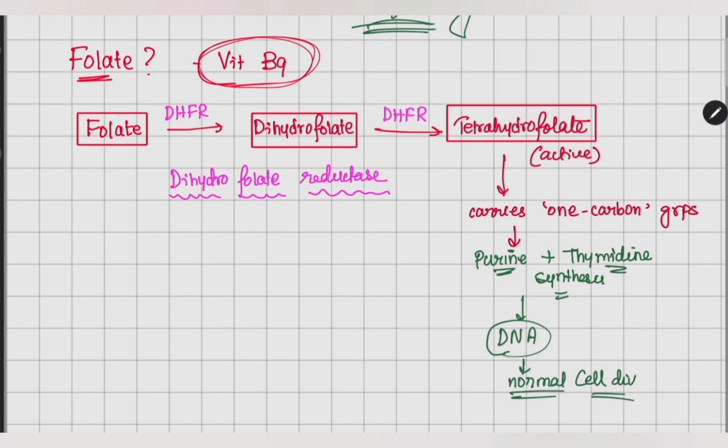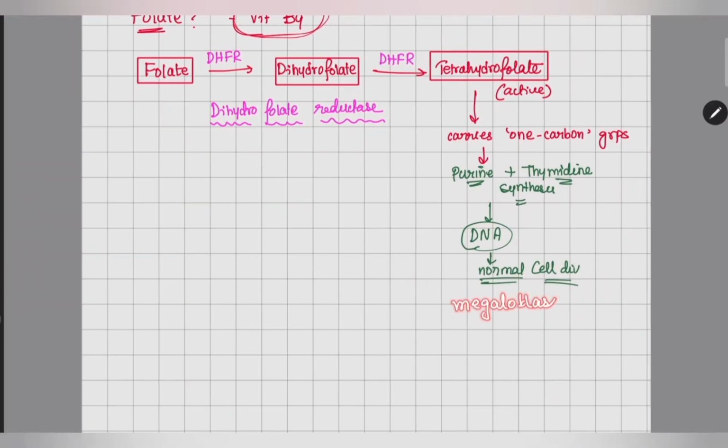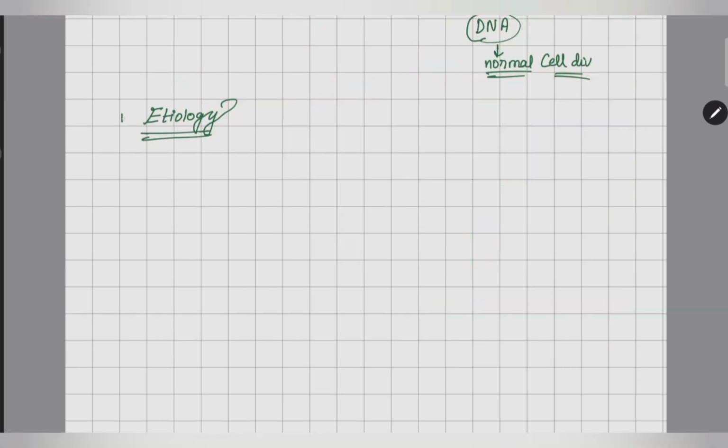Therefore, if there is deficiency of folate, then tetrahydrofolate will not be formed and therefore purine and thymidine synthesis will be deficient. So DNA synthesis will be impaired and normal cell divisions won't happen, resulting in megaloblastic anemia or macrocytic anemia. Now let's look at the etiology.